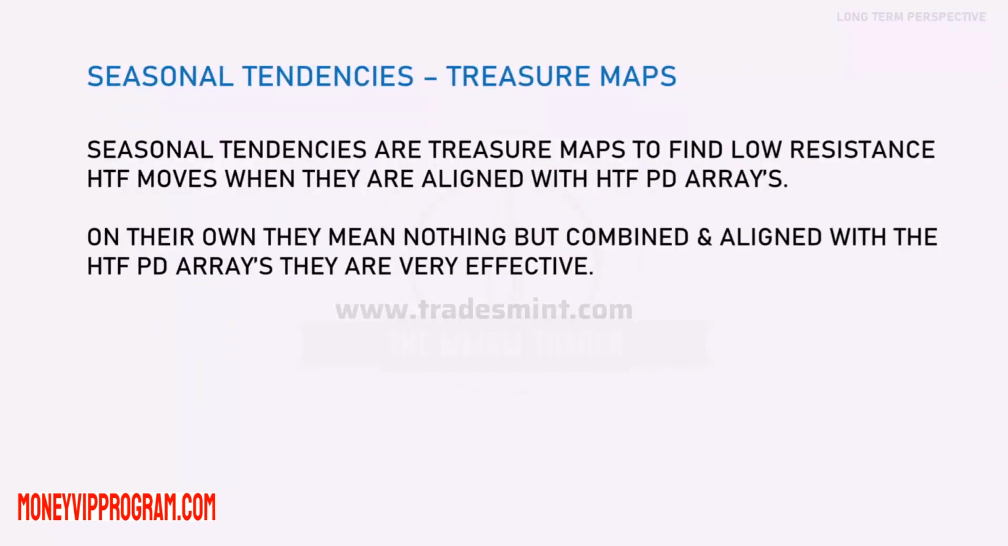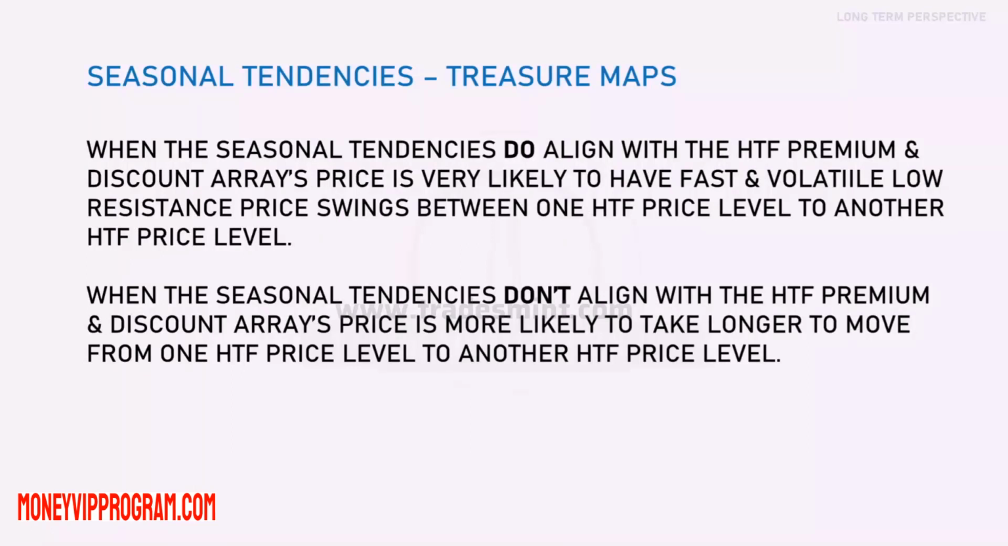Seasonal tendencies are treasure maps to finding low resistance, higher time frame moves when they are aligned with higher time frame PD arrays. On their own, they don't really mean much, but if you combine and align them with higher time frame PD arrays, they are very effective. When the seasonal tendencies do align with the higher time frame premium and discount arrays, price is very likely to have fast and volatile, low resistance price swings from one higher time frame price level to another. When they don't align, price is more likely to take longer to move from one higher time frame price level to another.